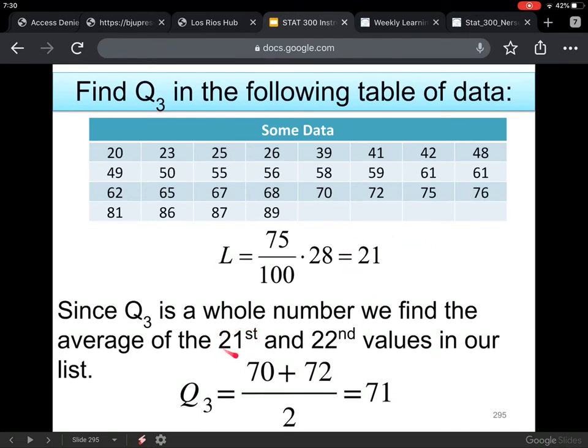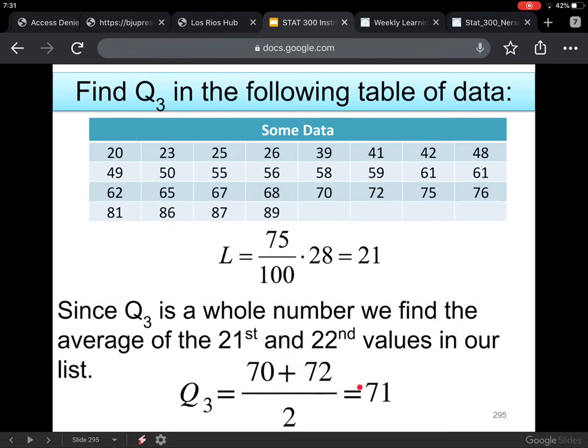If you take a look at the 21st value and 22nd value, those would be the numbers 70 and 72. That's the 21st value, and that's the 22nd value. If we find the average of those, 70 plus 72 divided by 2 would be our Q3. So 71, excuse me, not the location, the actual value of Q3, is 71, which is not a data point, notice. 71 is the 75th percentile, or the third quartile.